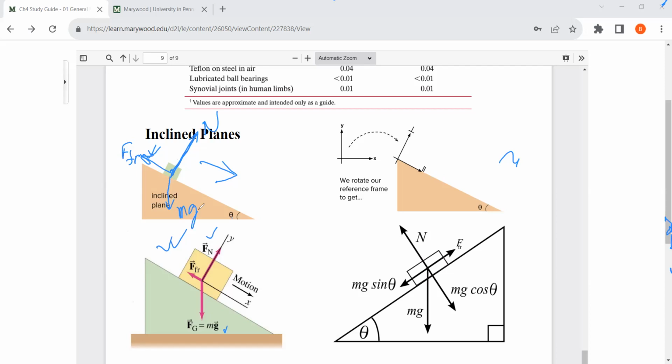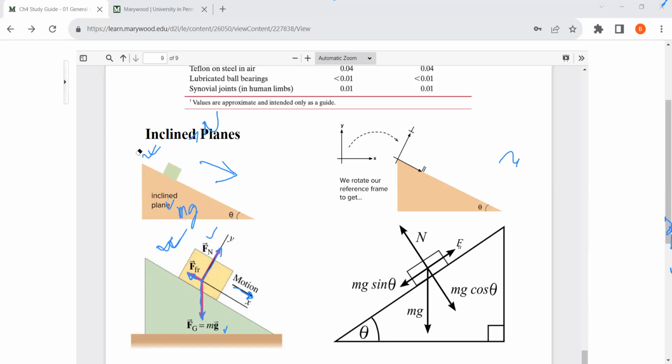In this picture you see that the normal force is this one, the gravitational force is this one, and then this is the friction force. The motion is in this direction, so the direction of the friction force will be opposite to the direction of motion.